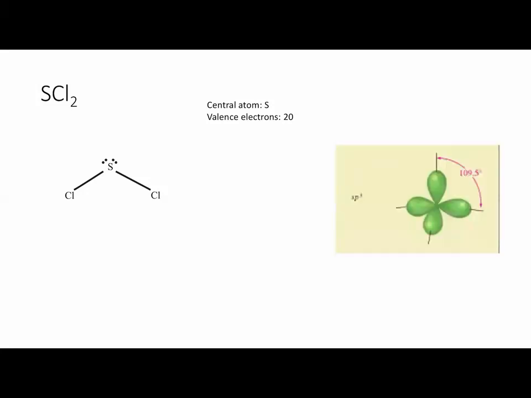So first, we have sulfur dichloride. The central atom is sulfur, and you have 20 valence electrons. So when you draw it out, you should see that you have pairs around that sulfur atom. And that requires a tetrahedral arrangement to minimize repulsions. So this requires sp3 hybridized orbitals, 4 sp3 hybridized orbitals around that atom. So the central atom is sp3 hybridized.